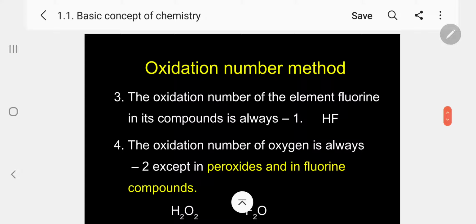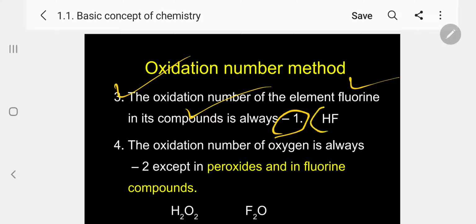Rule 3, an important rule to determine oxidation number: the oxidation number of the element fluorine in its compounds is always -1. There is no exception. Always -1. Please follow, the electronegativity of fluorine is 4 according to the Pauling electronegativity scale, so it is the highest electronegative element in the periodic table. So whenever it is present, it is the most electronegative element. So always -1.